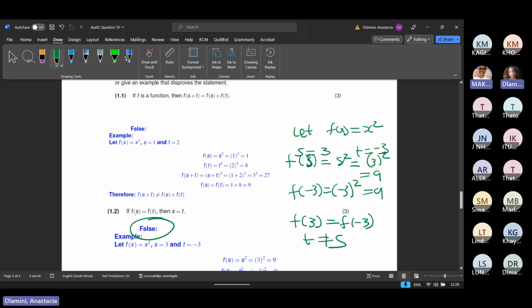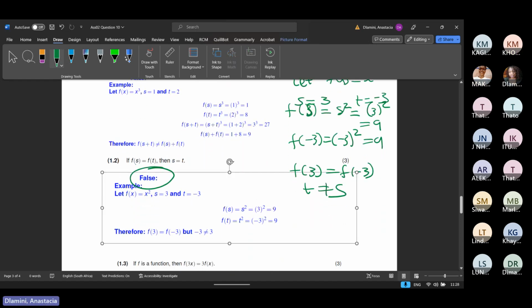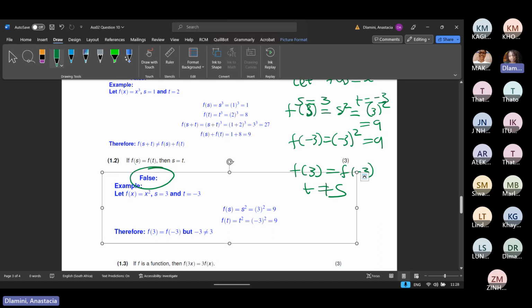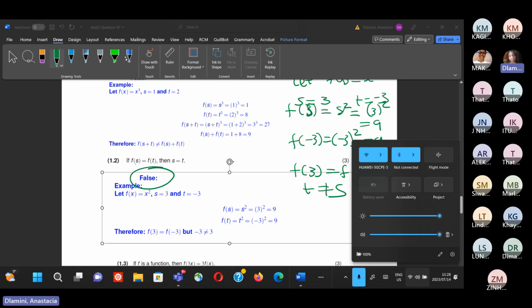Are we sorted on that one? Yes, ma'am. The next statement: if f is a function, then f of 3x is equal to 3 times f of x. True or false? And then you'll tell me why. I'll give you 3 minutes.